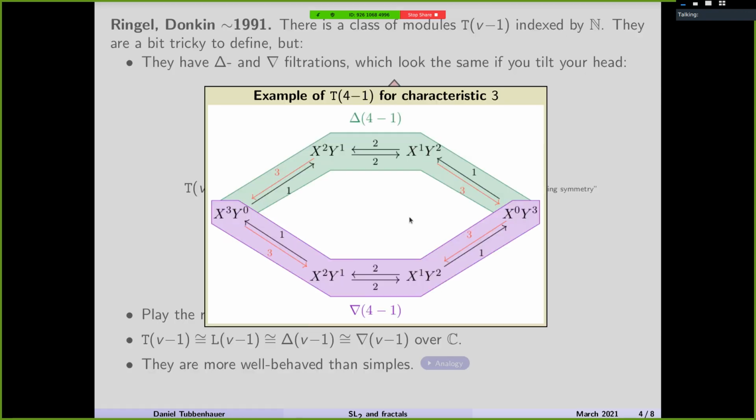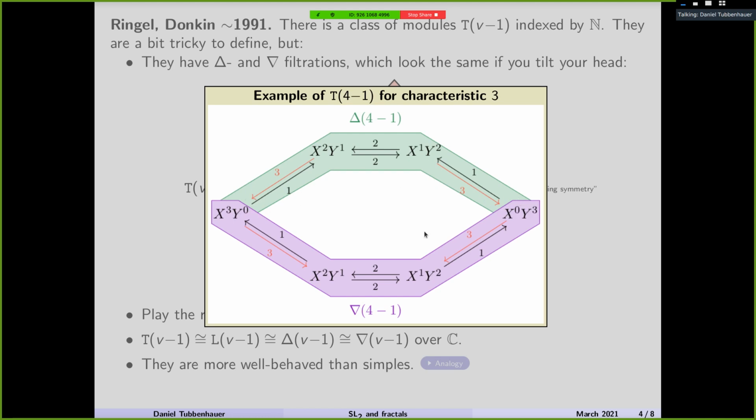So this is, for example, how a tilting module looks like in characteristic 3. This is just a Weyl module here, the four-dimensional one, and generically it would just be, let's say, the classical generators of the Lie group, and the Lie algebra, which in this case would act by 1, 2, and 3, or 1, 2, and 3 in the other direction. So the E and F generators of the corresponding Lie group. And 3 is already bad in characteristic 3, of course. So those arrows are actually 0, and you can see here the submodule, and you can see here the quotient.